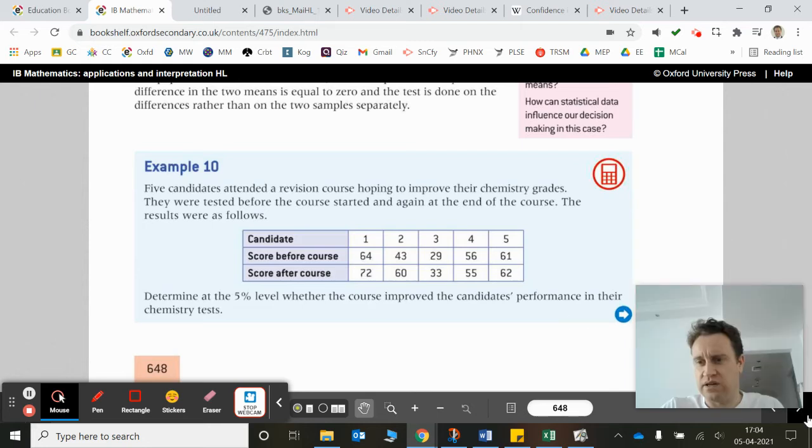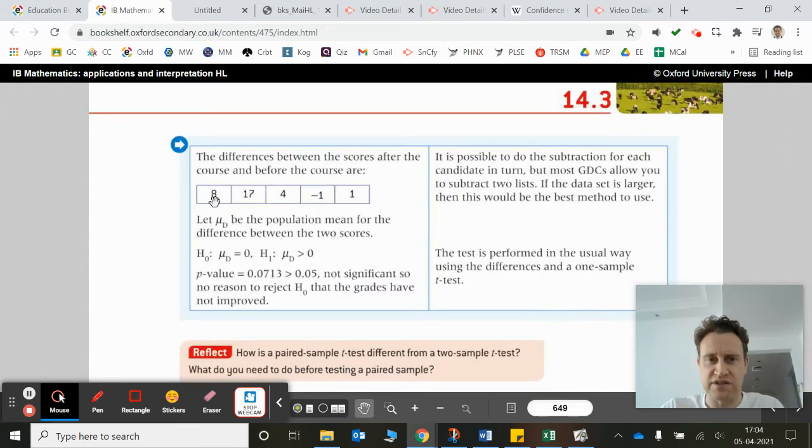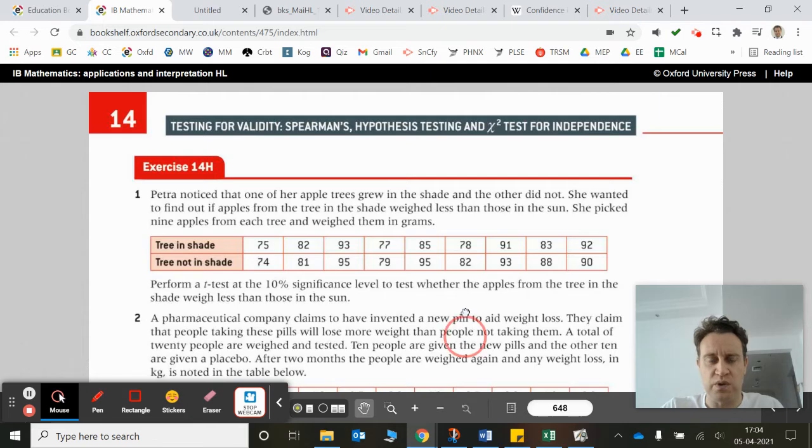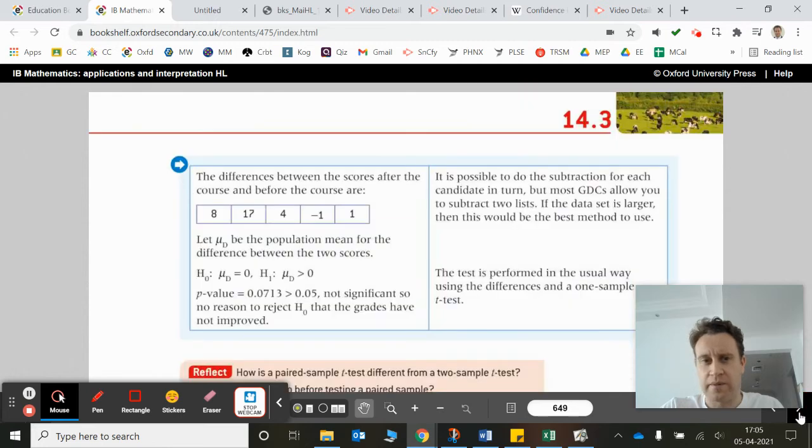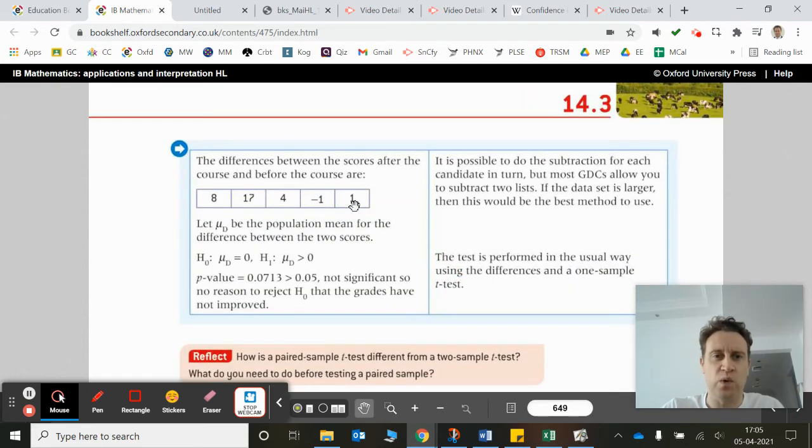Okay, so let's have a little look on how they're doing it. So they found the differences, 8, 17, 4, minus 1. So let's look down again. There's 8 better, that's 17 better. Okay, 4 better, minus 1, 1. And these are the differences. So this is mu d. Okay, so H0 is saying mu d, the average differences, are 0, and H1, the alternative hypothesis, is saying that mu d is greater than 0. And by the looks of things, it seems like it's made a difference in all but one of those students, and in some cases, really significant differences.